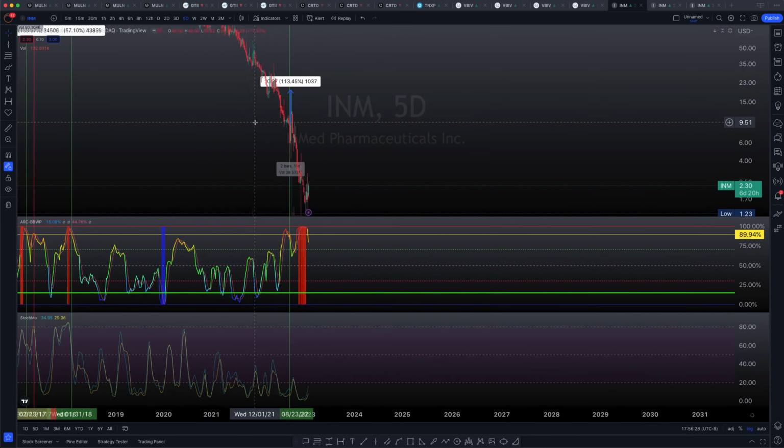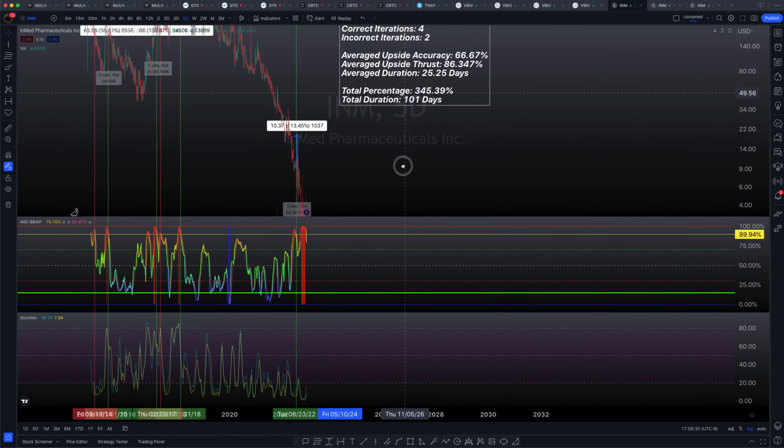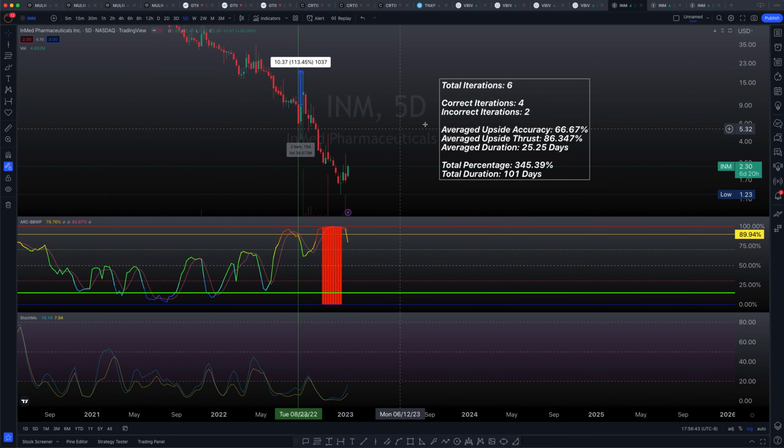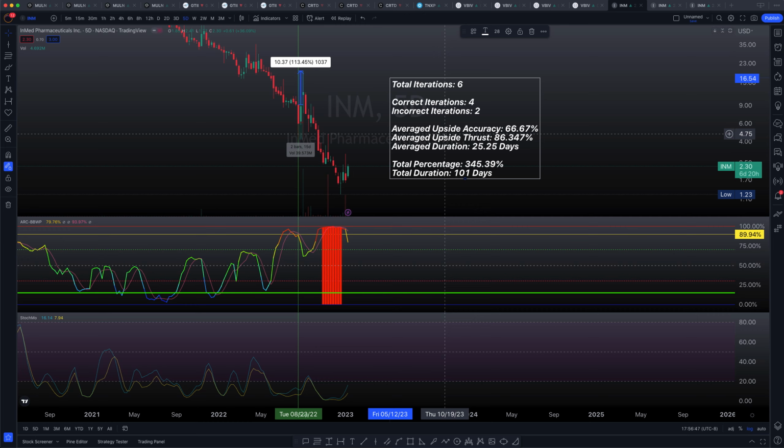Please remember that these metrics are statistical variables. They are not certainties by any means whatsoever, and we should take them as such. Also, we only have 6 total iterations, which doesn't play too well, but that's all the information we have to play with on the 5-day chart, so we're going to move on and validate. Now let's move on to the next chart and see what we have.